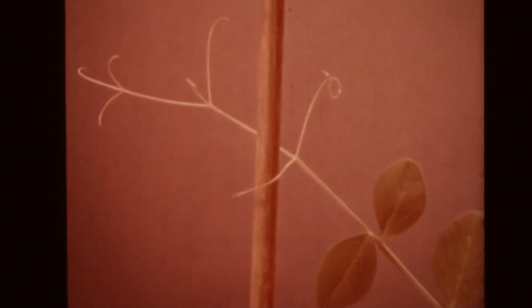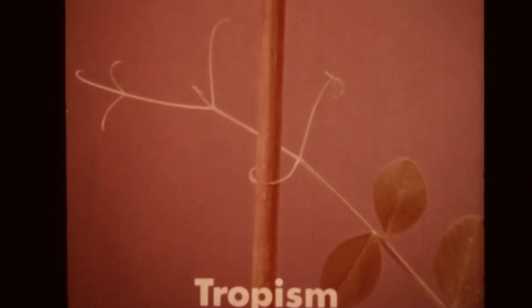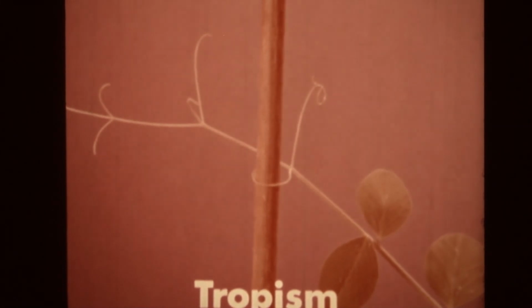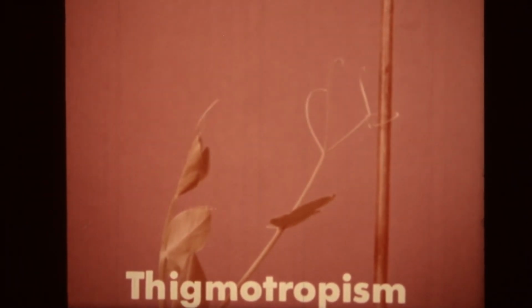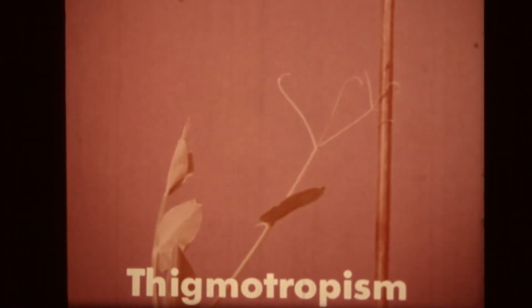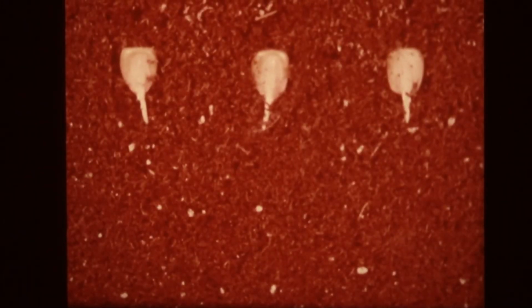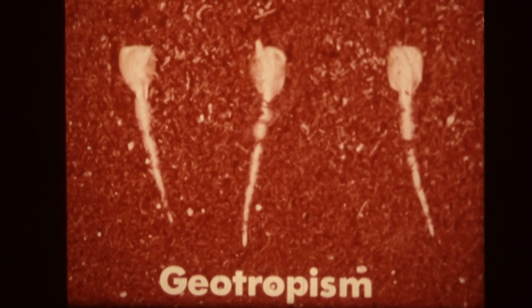Let's review the three major types of plant movements we've seen. A tropism is a growth curvature response to a directional stimulus. This particular tropism is thigmotropism, an external touch stimulus, illustrated by the action of a tendril. This tropism, geotropism, is a growth curvature in response to gravity.